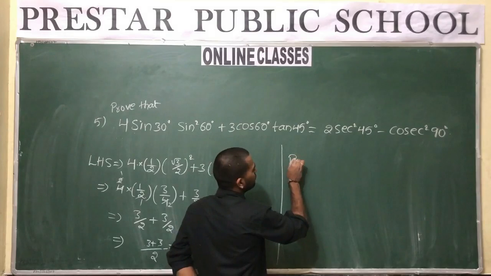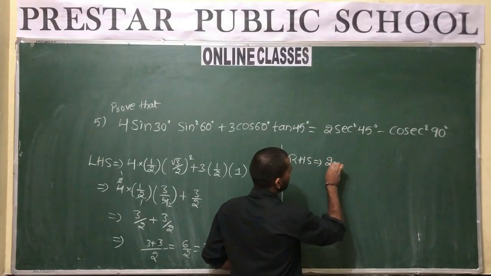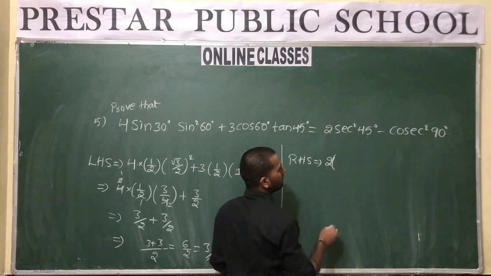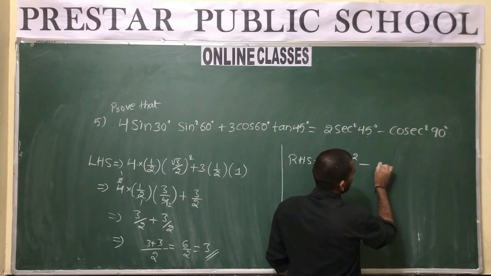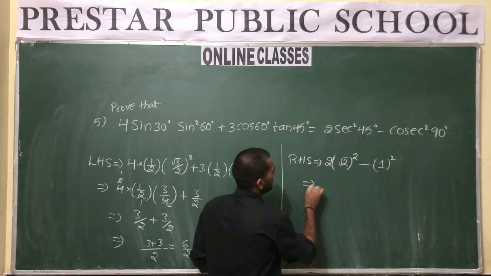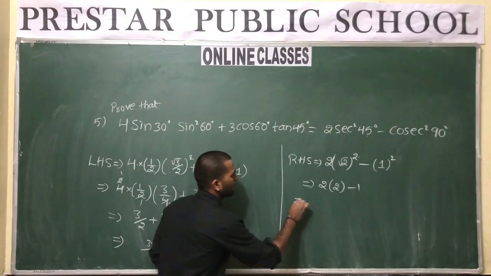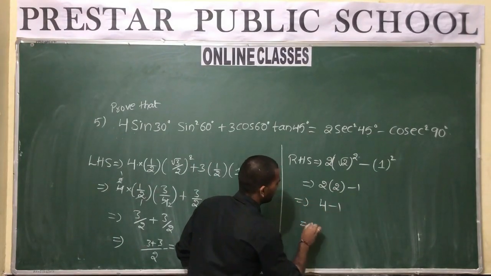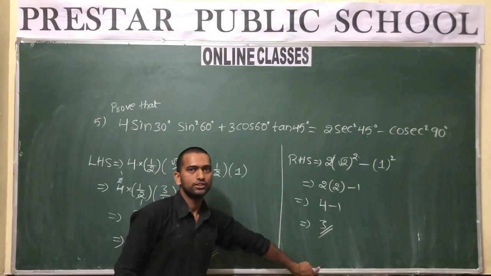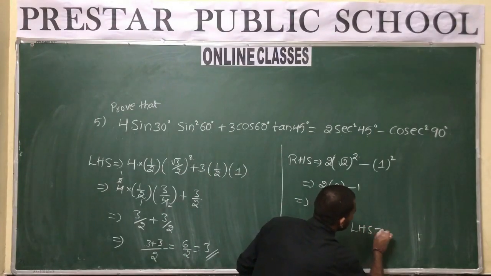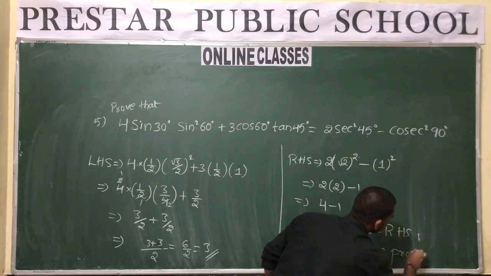Now find out the RHS value. If it is 3, then only our solution is correct. Now 2, what is secant 45? Root 2 whole square minus cosecant square 90, 1 whole square. So 2 into root 2 whole square means 2 into 2 is 4, minus 1 square is 1. 4 minus 1 is 3. So LHS is 3. In the same way RHS is also 3. So LHS is equal to RHS. Hence proved. So our solution is correct.